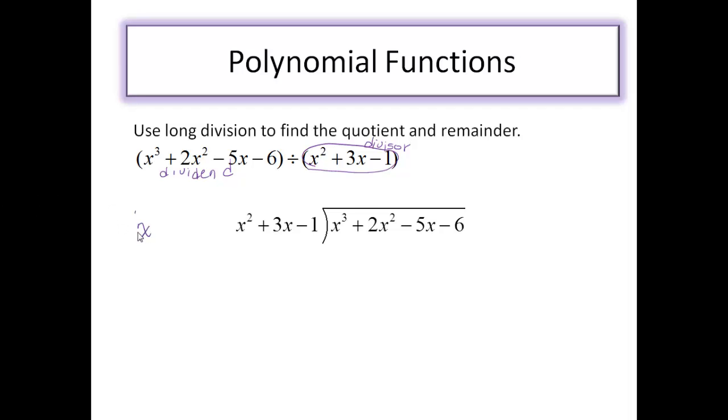So here's my divisor, here's my dividend, and we do the same thing we did with simple division. You always look at the first term here and the first term here. That's all you look at. You ignore the rest for now. So you ask yourself, what do I multiply x squared by to get x cubed?